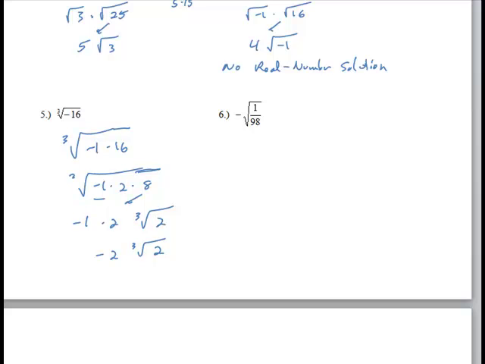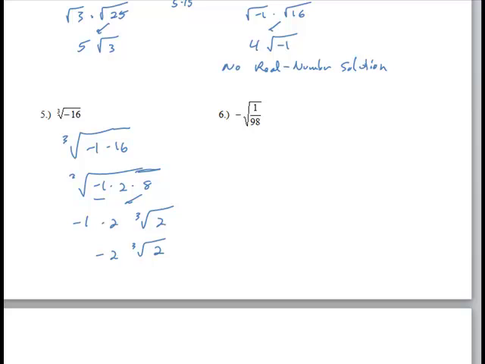Example 6, negative square root of 1 over 98. Always simplify it if you can. Obviously we cannot reduce this fraction, 1 over 98. The index is 2, so square root, and we see a negative there, but the negative is not inside the radicand, so the radicand is not negative.